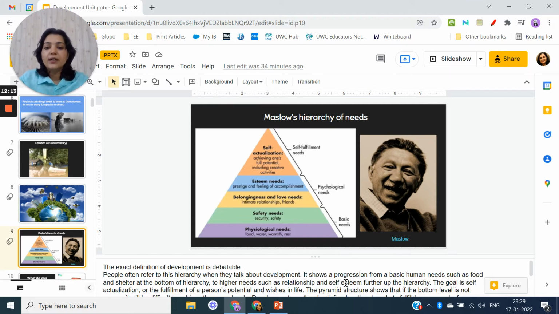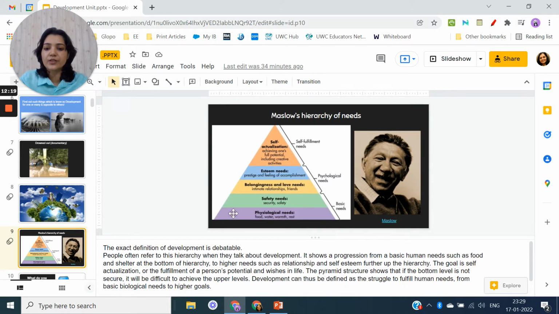So it could be connected to this one, and then gradually moving to the psychological needs, and finally achieving the self-actualization needs. When you are opening the presentation, in case it is in pptx, try to convert it into Google Slides so that you can have access to the speaker's notes as well.